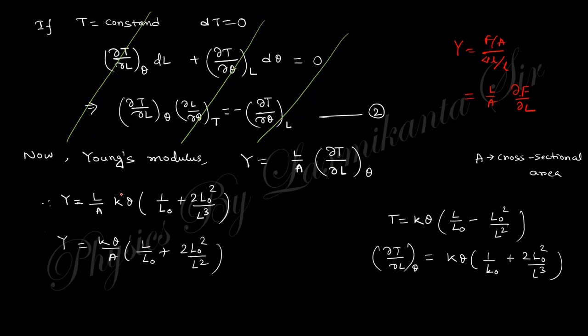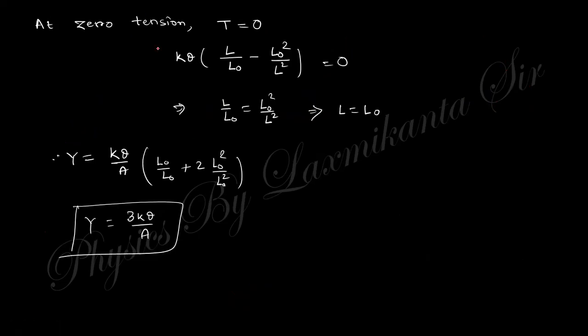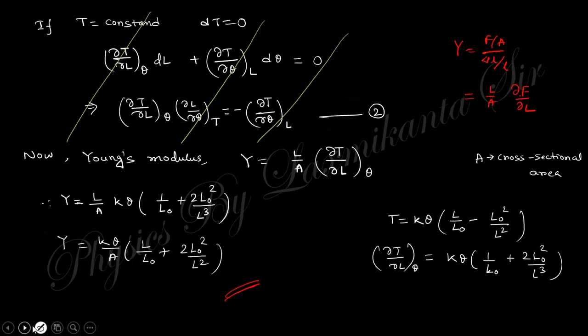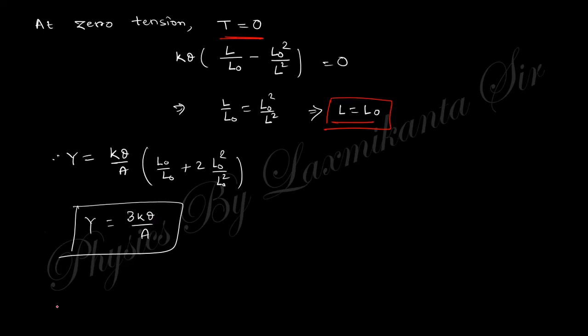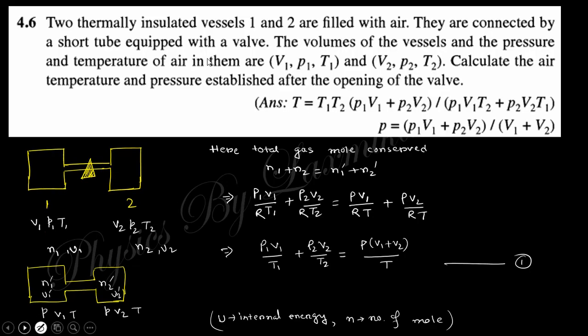You know this T equals like that. If you take the derivative with respect to L at constant theta, you will get this one. Put this value in and you can easily find this Young's modulus. Now at zero tension, this gives you L equals L naught. If you put L equals L naught in this expression, you can easily find Y equals 3k theta by A. Right. Go to the next one.